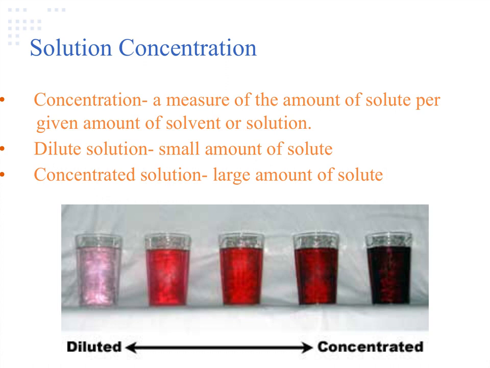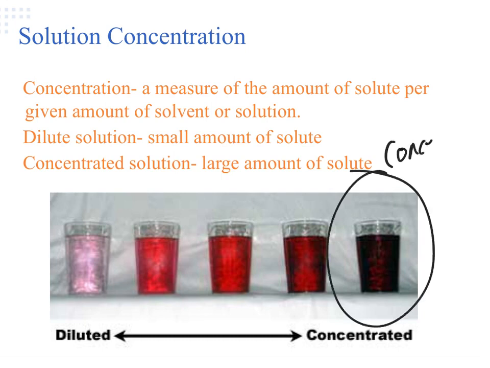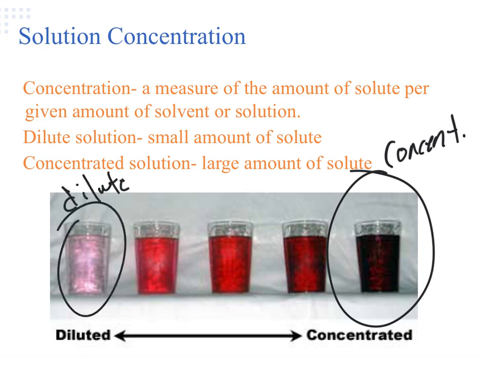So something that is dilute, and if you look at the picture, you can kind of see this. If this were Kool-Aid, something dilute would have a very small amount of solute. It would be relatively colorless. Something that was more concentrated would have a larger amount of solute. It would be darker colored. So over here, this would be concentrated, and over here, this would be more dilute. And you kind of understand this.